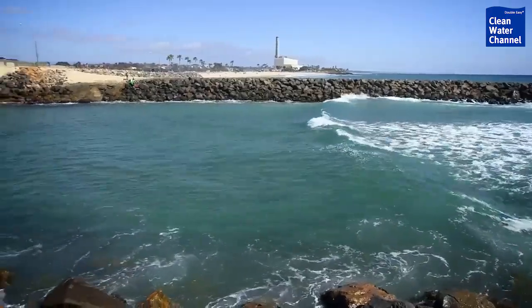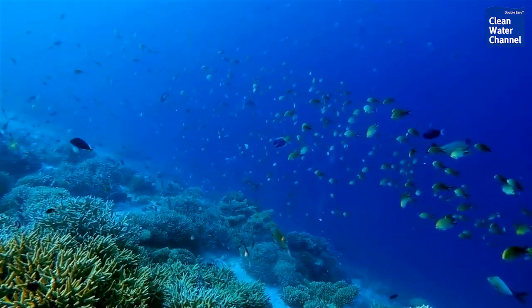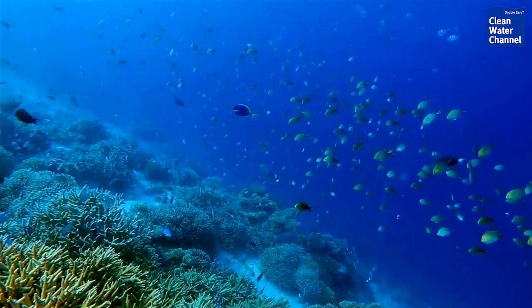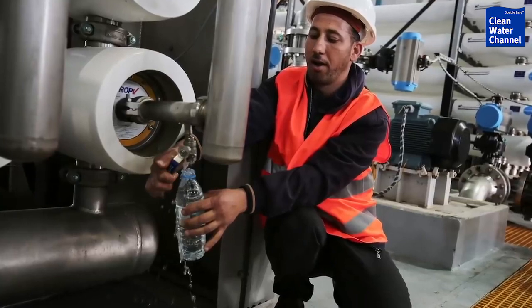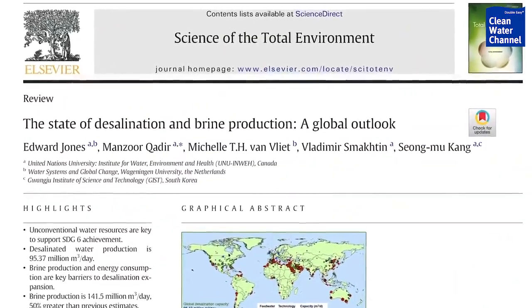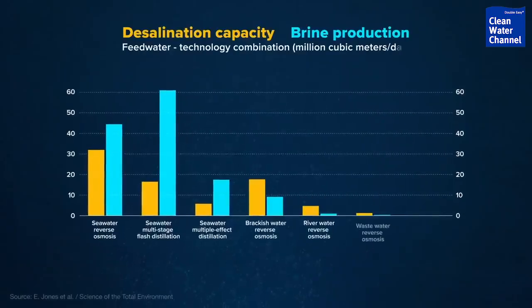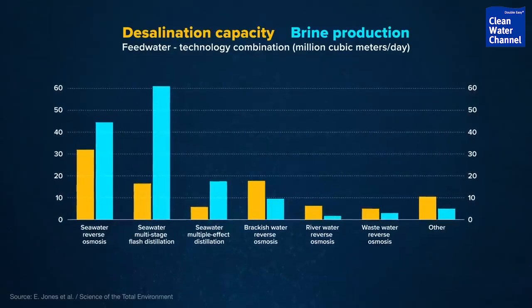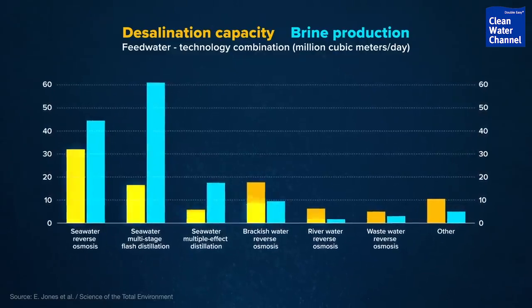Numerous studies have been done in California and around the world that show that level of salinity increase will not harm marine life. And you're also providing drinking water to people in need. But a recent study published in 2018 showed that we're producing even more brine than we thought. For every liter of desalinated water, we produce 1.5 liters of brine. In other words, overall, we are producing more brine than we produce desalinated water.